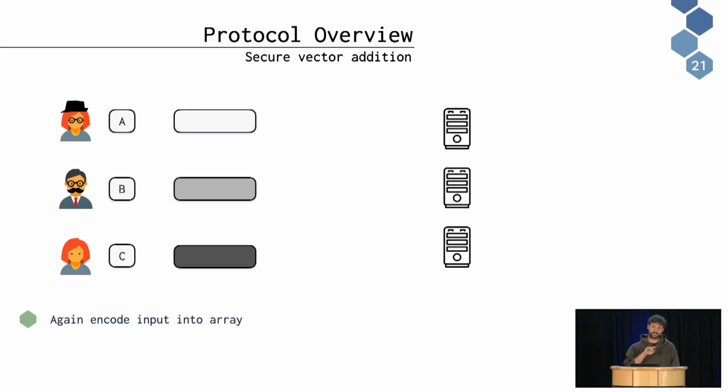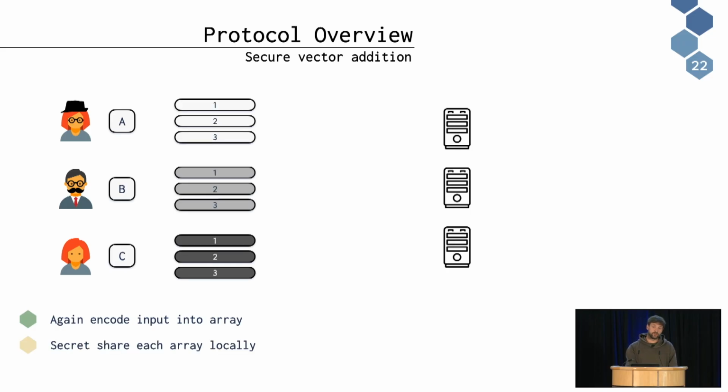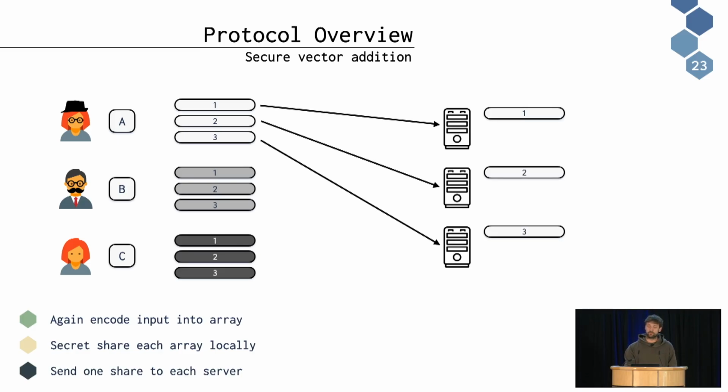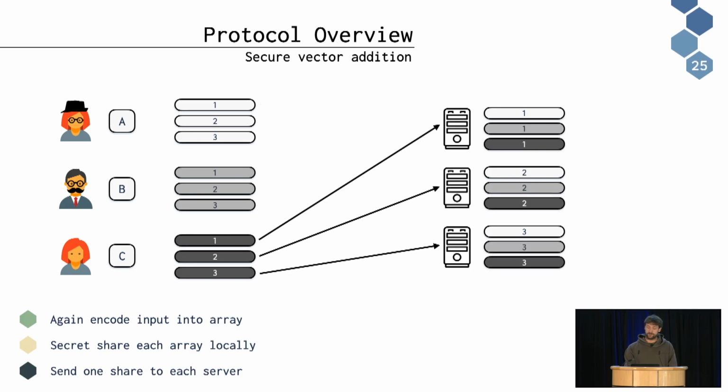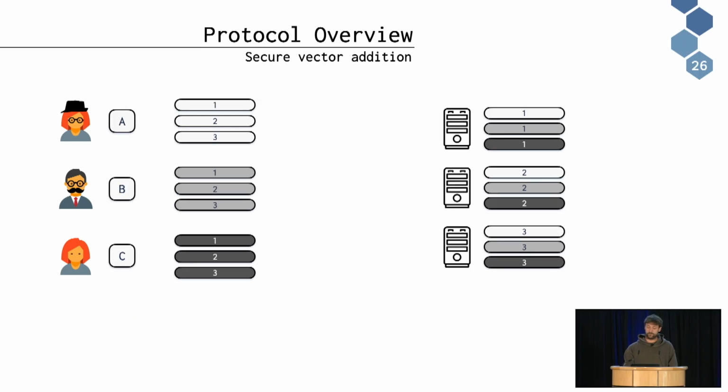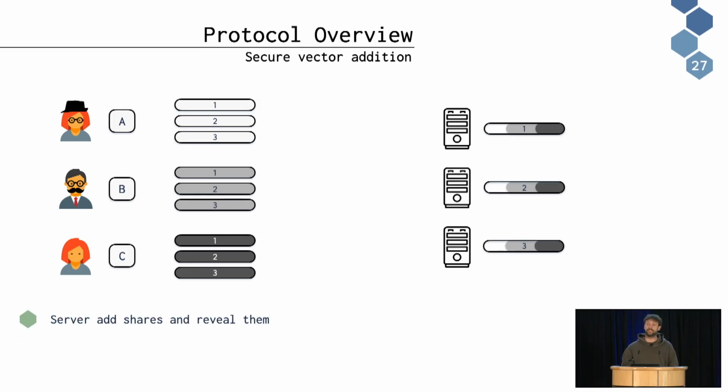What we again do is now each client encodes their message into an array, abstracted away by these little differently colored blocks. And now we do something called secret sharing, where each party locally splits their array into a secret sharing of their data and provides one share to each of the servers.